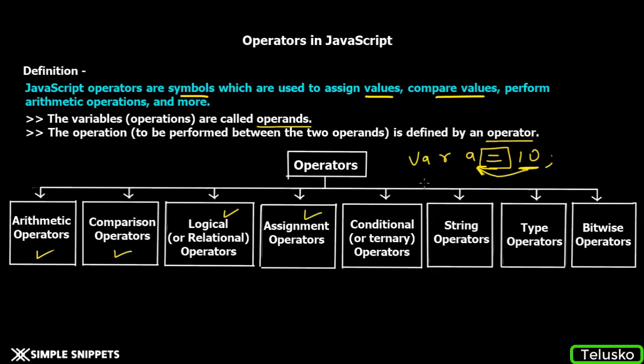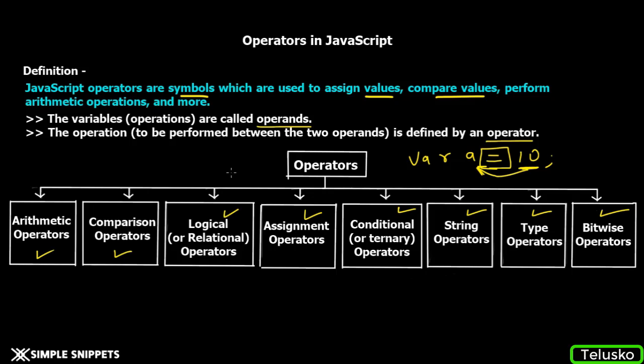Then we have assignment operators. We saw one equal to operator, which is a type of assignment operator. Then we have conditional operators, which are used to check for conditions. We have string operators, we have type operators and bitwise operators. Obviously we are not going to be taking a look at each and every operator in detail in the practical part because that doesn't make sense, and in the further videos as we move ahead in this series, we are anyways going to be covering a lot of operators depending upon the program and depending upon the need.